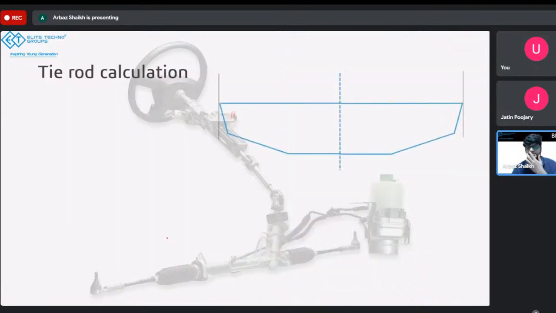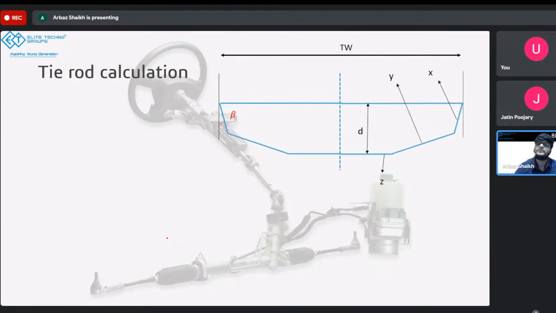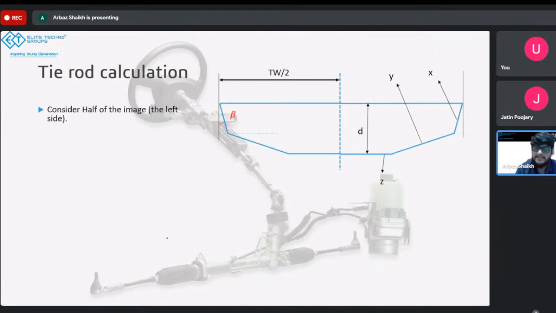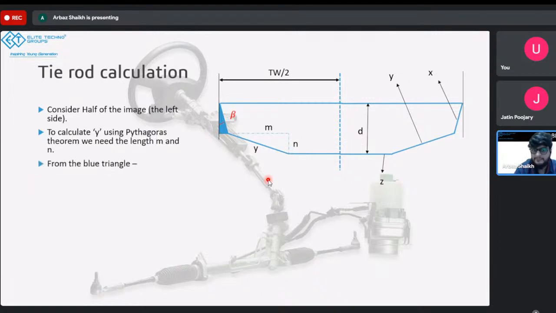Next, we went for tie rod calculation. In tie rod calculation, we knew this angle was beta. We know x, y, and z, right? We know x. We had to calculate y. We knew z, and we knew the distance d. And we know the track width and half of the track width, since we are considering only half of the image. And with this, we generated the smaller right angle triangle over here. Let me get back the laser once again. Yeah, we consider this triangle over here with sides m, n, and y. With Pythagoras theorem, we can calculate y if we know the length of m and n, right?